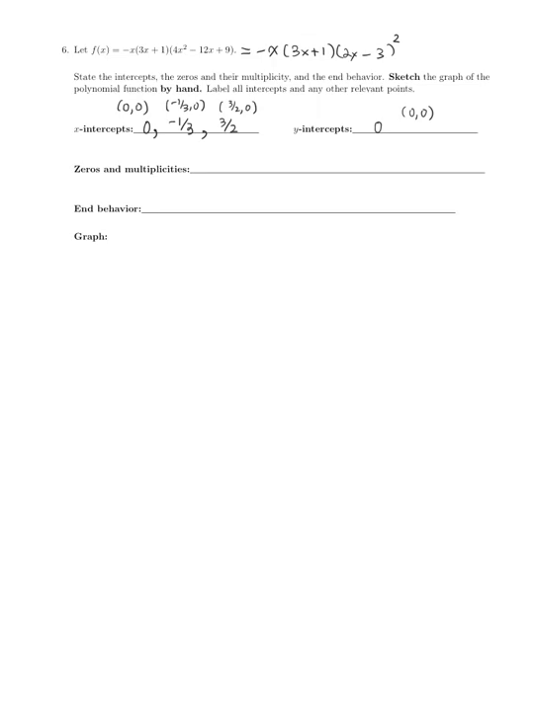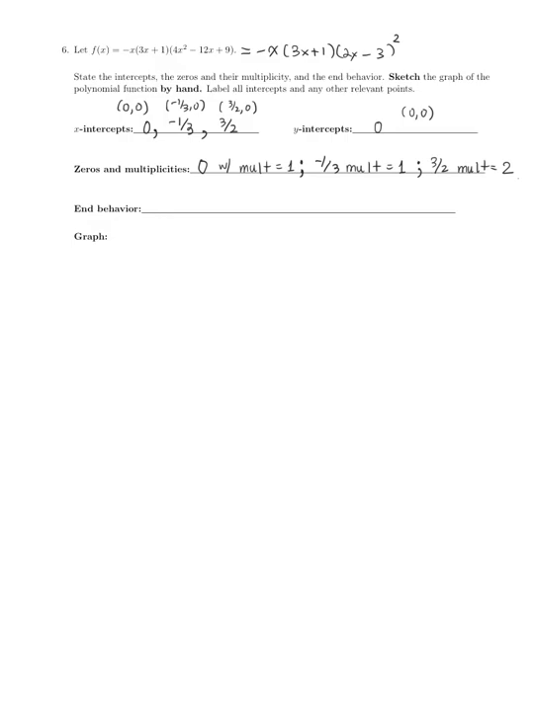All right, now zeros and multiplicities. For the zero at 0, the multiplicity is 1. And then for negative 1/3, looks like the multiplicity is also 1. And then for 3/2, we're going to have a multiplicity of 2.